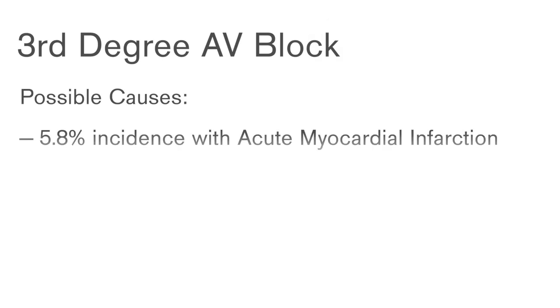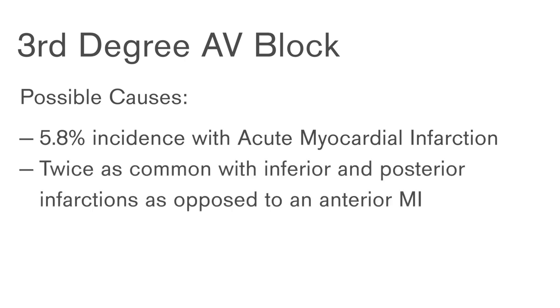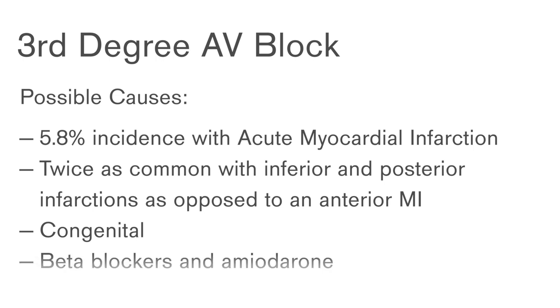There is a 5.8% incidence in the early period of an acute MI. It is twice as common with inferior and posterior infarction as opposed to an anterior MI. It can also be congenital, and of course, can be induced by medication and medication intoxication like beta blockers and amiodarone.